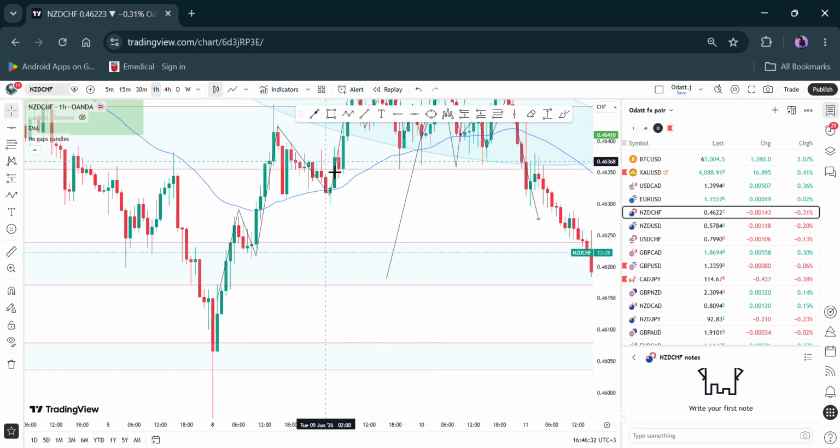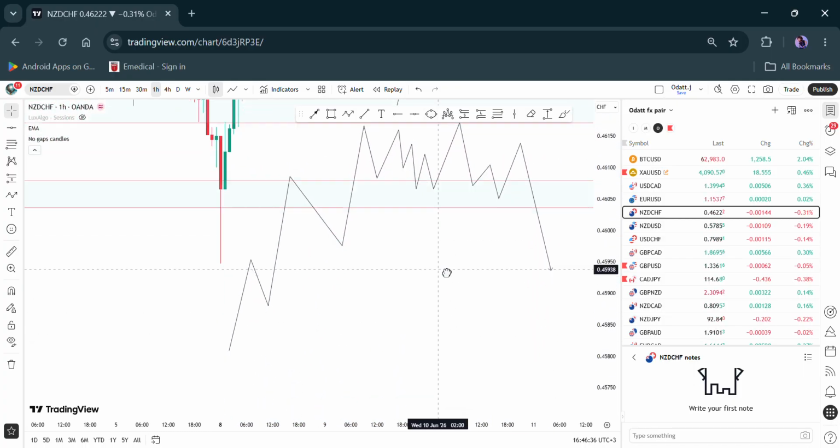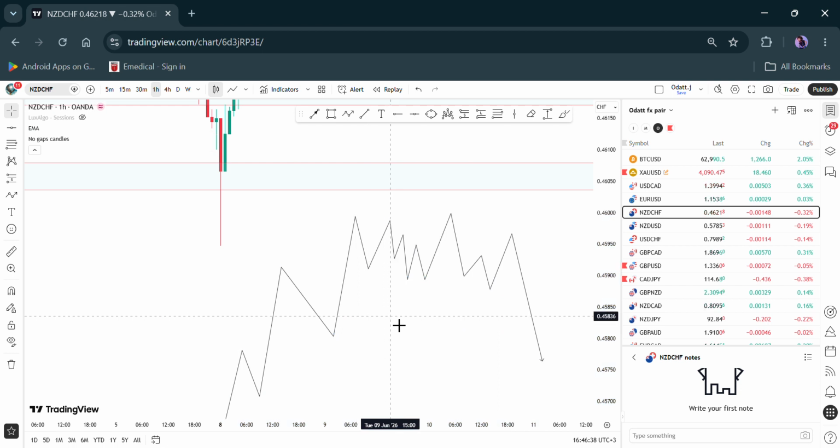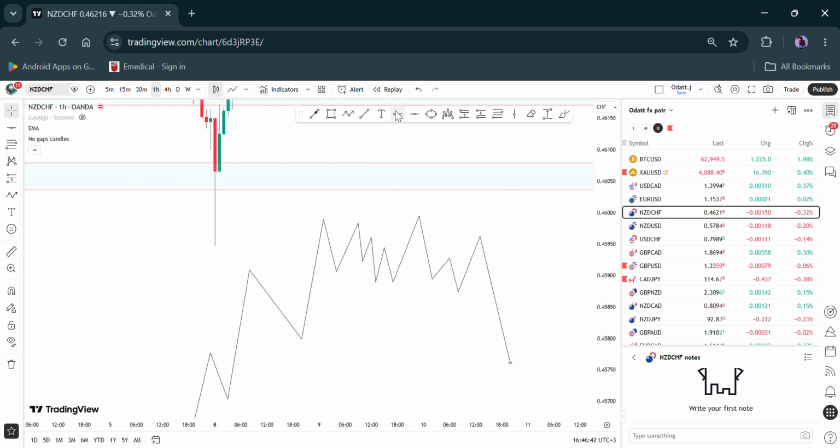If we bring this structure point over here, around here, we can have something. This is when price shifted to downside, so our entry could have been around this area.